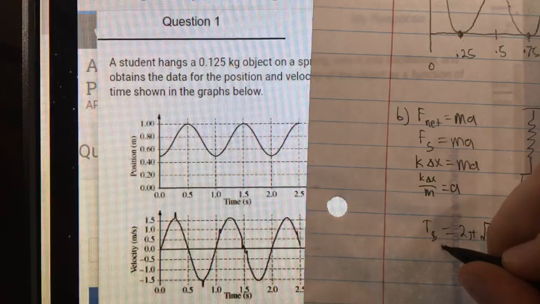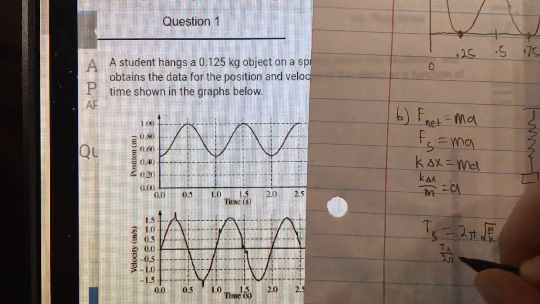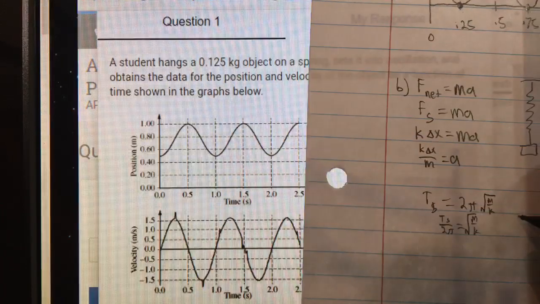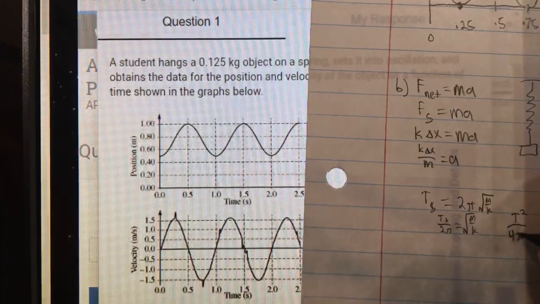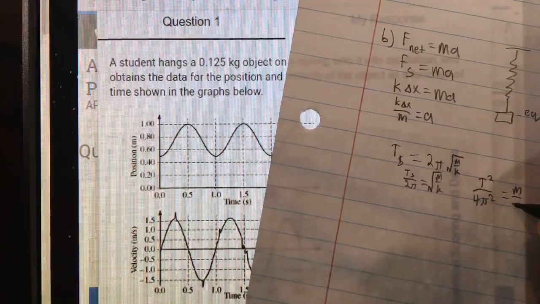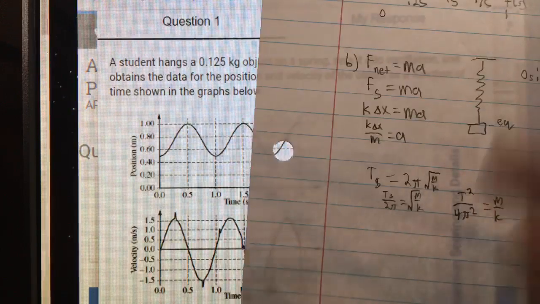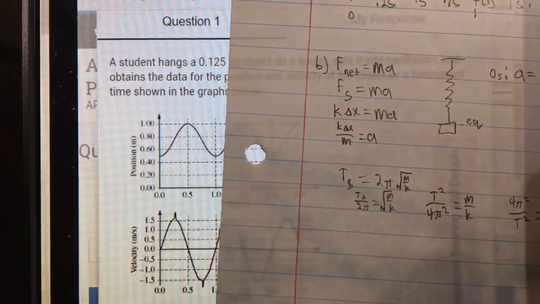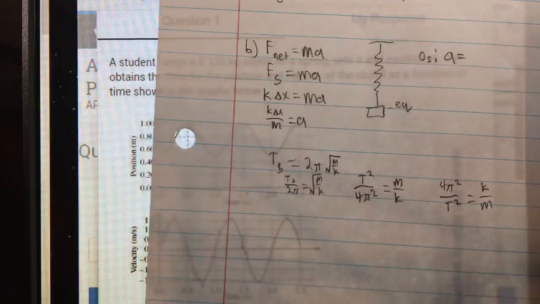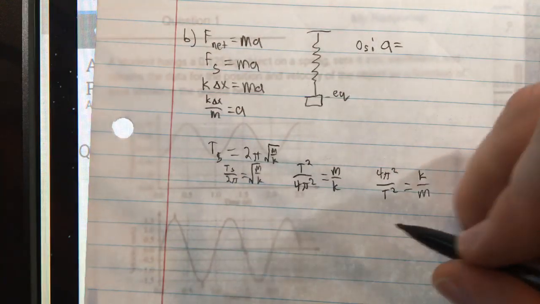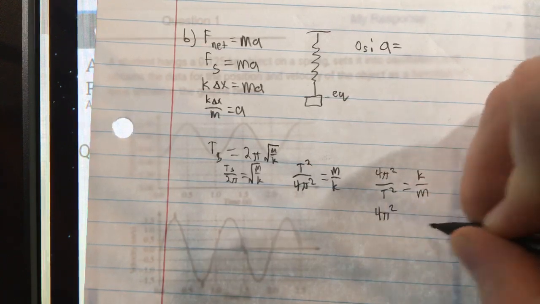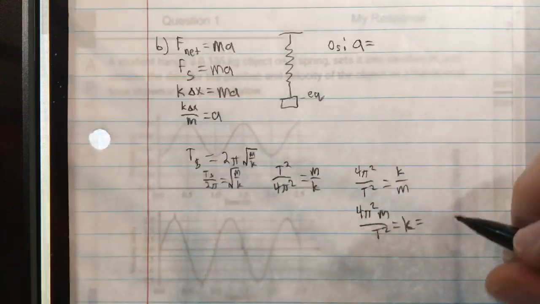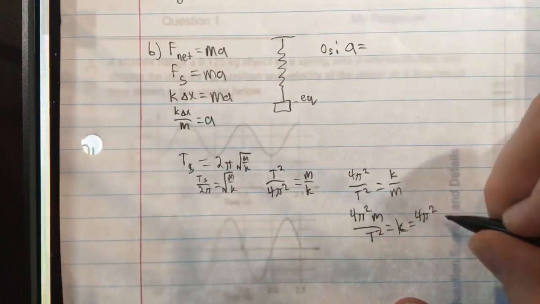But yeah, divide by 2 pi. So period divided by 2 pi is all equal to the square root of mass divided by spring constant. Then I can square everything. So I have period squared divided by 4 pi squared is all equal to mass divided by spring constant. I'm just going to flip both sides here, so I have 4 pi squared divided by period squared equals spring constant divided by mass. Then I'll multiply mass over to the other side. So I get 4 pi squared times mass divided by period squared equals spring constant. Now, 4 pi, those are constants. 4 pi squared mass.